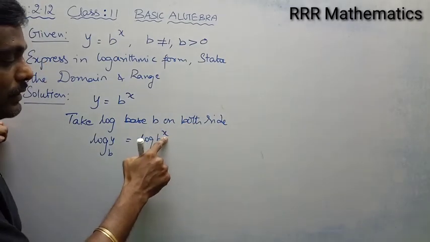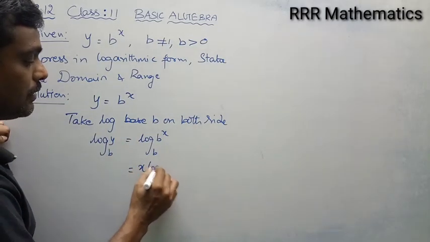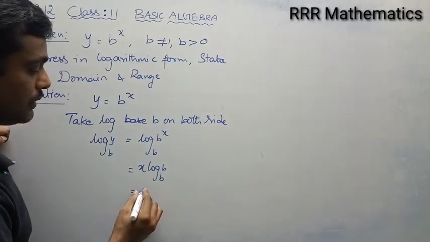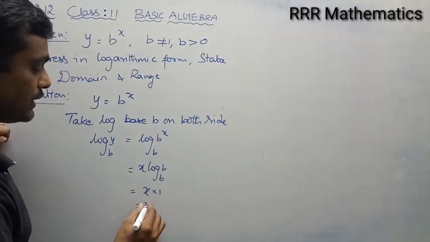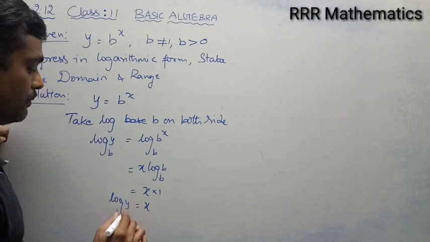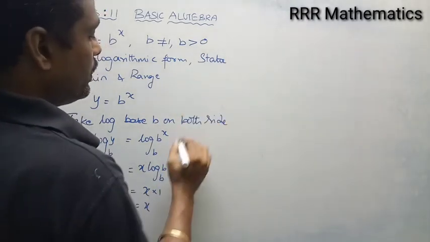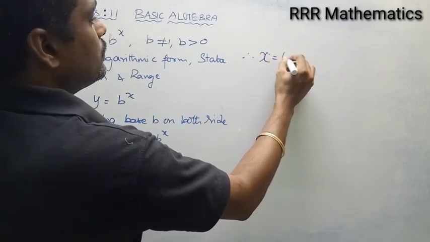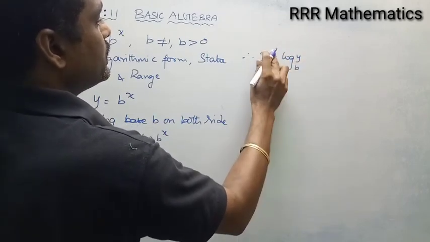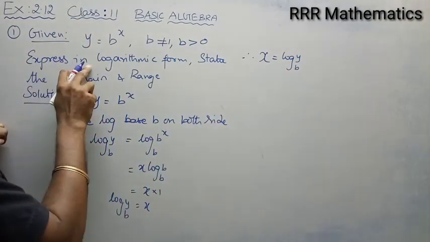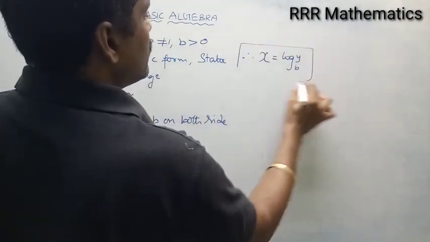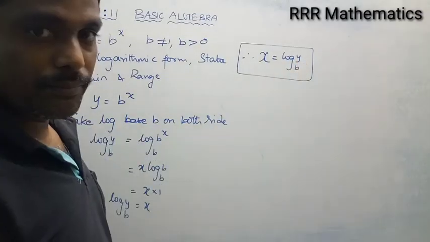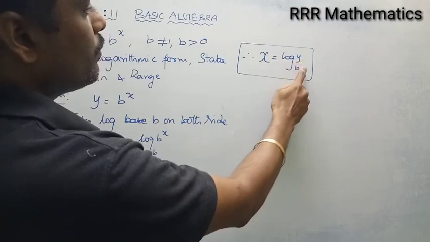I can use the power rule. This x will come front, so x log b base b. What is log b base b? It gives 1. So x into 1 gives x. So log y base b. Therefore I'll write here x equal to log y base b. You wanted to express in logarithmic form, so this is your logarithmic form: x equal to log y base b.